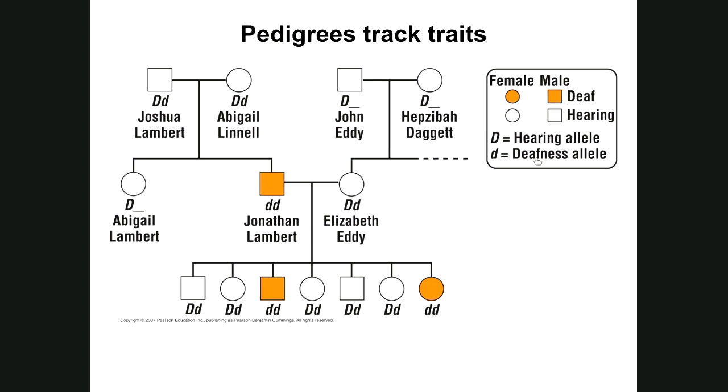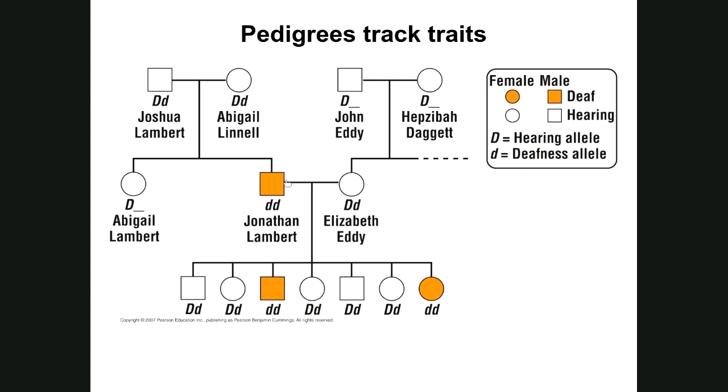Deafness. There are many different causes for deafness. One cause of deafness is due to a recessive allele. And what they've done here is they've taken Jonathan, who is deaf, and his wife Elizabeth. They ended up having a lot of kids, 7 kids by today's standards, not by my parents' standards, but by my standards. They had 7 children. 2 of them are deaf. The other 5 had normal hearing.